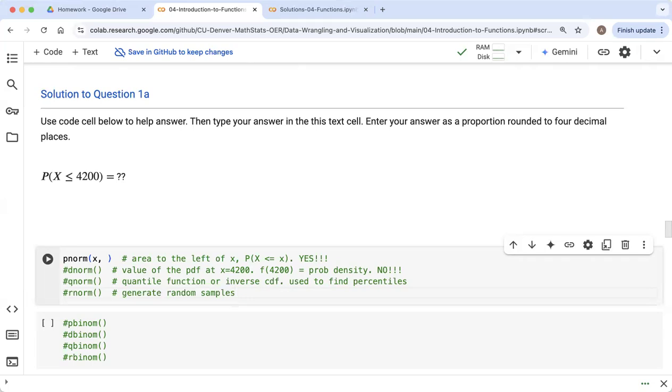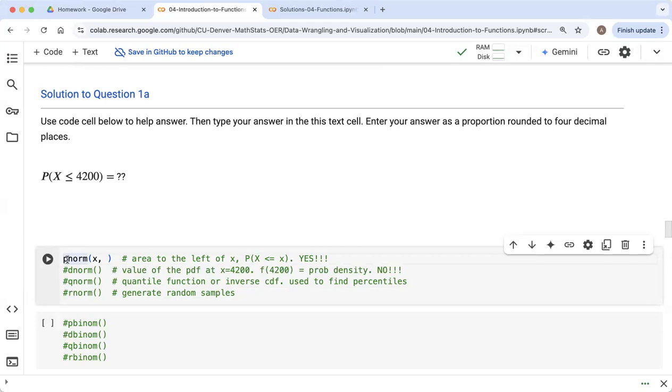And this P, D, Q, R, that first letter pretty much applies to any other distribution. That convention applies whether I have a normal distribution, an exponential distribution, a binomial distribution, and so on. The P before the distribution calculates areas beneath the curve. The D before the distribution calculates the density. The Q before the distribution calculates the quantile. The R before the distribution generates random samples.